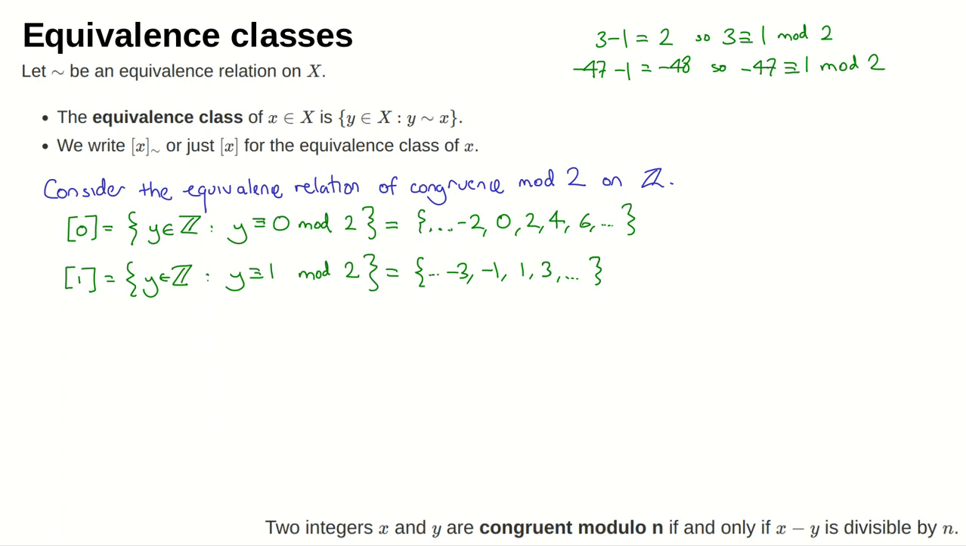Okay, let's try another one. So what about the equivalence class of minus 2? So again, the definition, this is all the integers y with the property that y is congruent to minus 2 mod 2. In other words, all the integers y such that y plus 2 is even, y minus minus 2 is even. But y plus 2 is even if and only if y is even. So again, this is just the set of even integers.